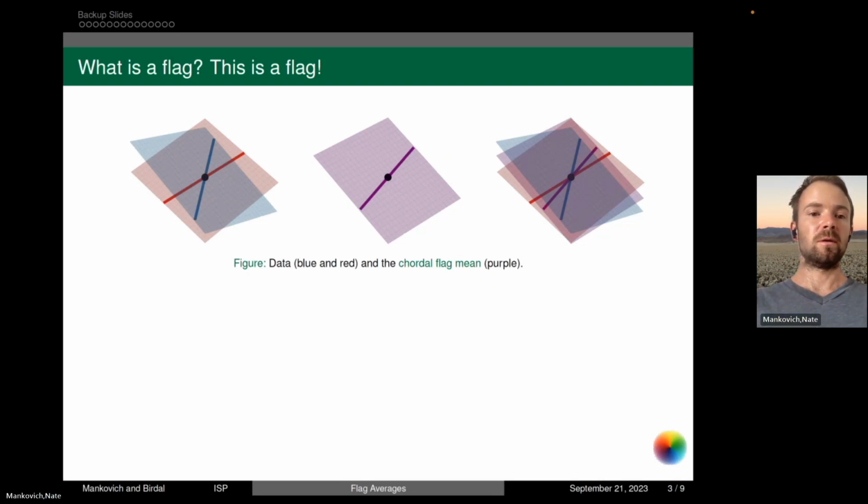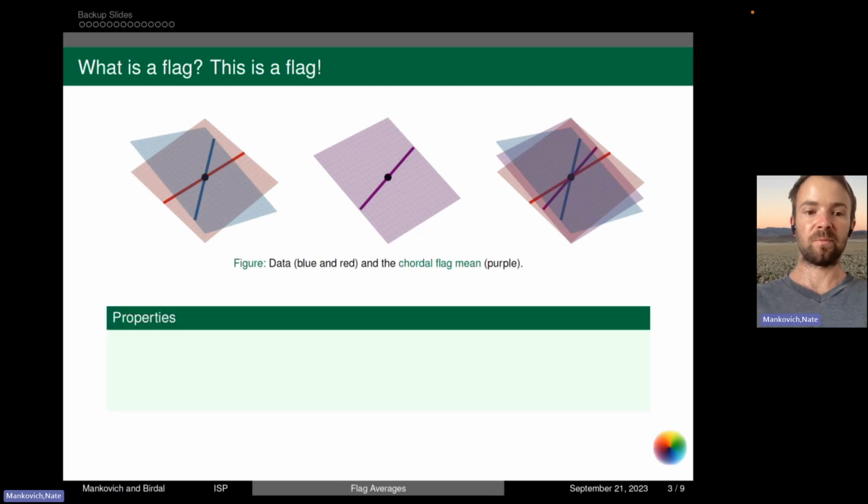So we have two flags here on the left side, a red flag and a blue flag, a line inside a plane inside n space and a line inside a plane inside n space. And we average them with respect to the chordal distance on the manifold, which gives us this purple line inside plane inside n space.